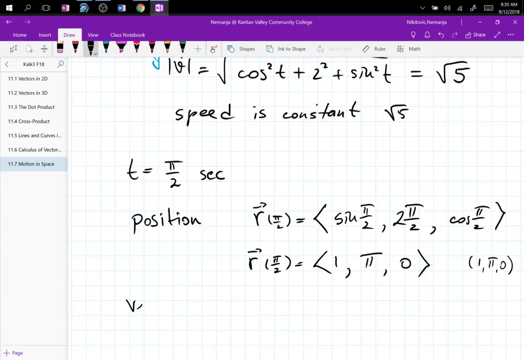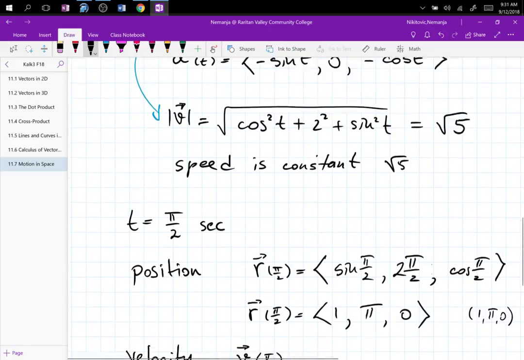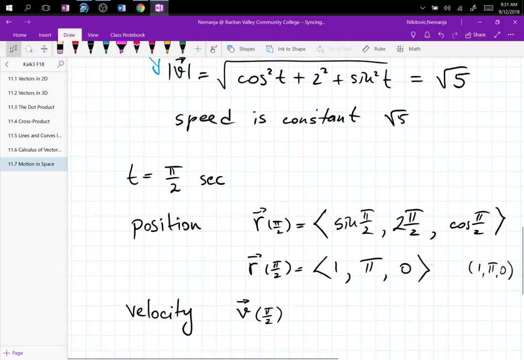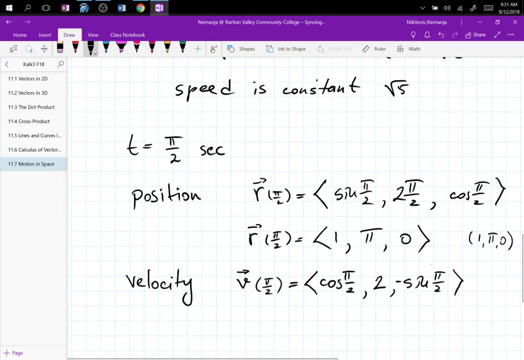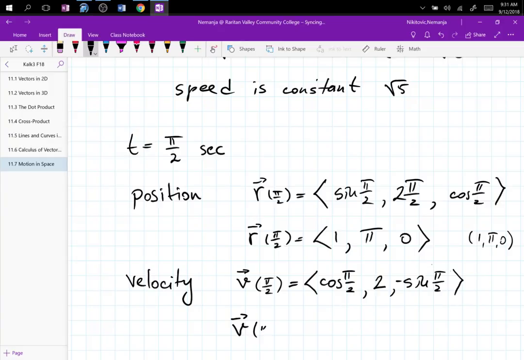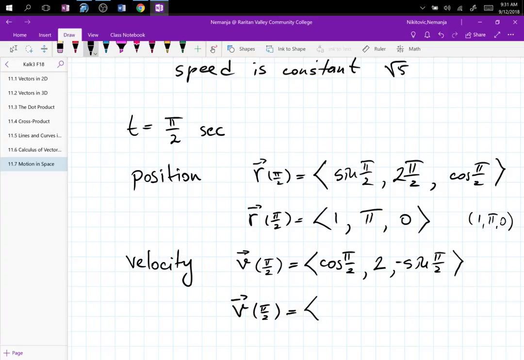Then you have your velocity. Now this is a velocity vector at pi over 2. We know that our velocity was cosine and then 2, so we have cosine of pi over 2, we have 2, and then we have negative sine of pi over 2. So the velocity vector is going to be: cosine of pi over 2 is 0, this is 2, and negative sine pi over 2 is negative 1.